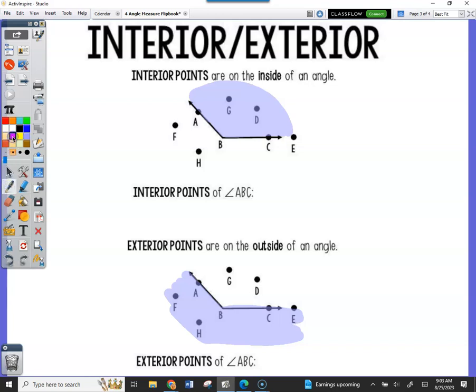But we do have a very quick question here. It says, name the points on the interior of angle ABC. We could say points D and G. Now you might say, what about E? We're just going to ignore E. E's kind of one of those questionable ones. I think E is tricky and I don't like tricks. So, okay, coming down here, name points on the exterior. You would say F and H.